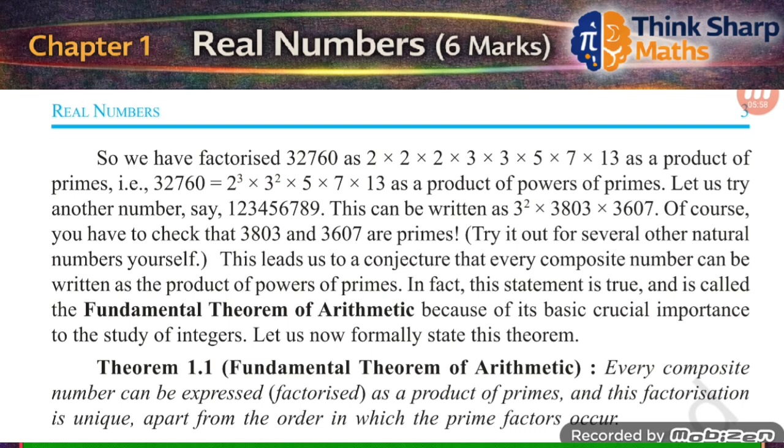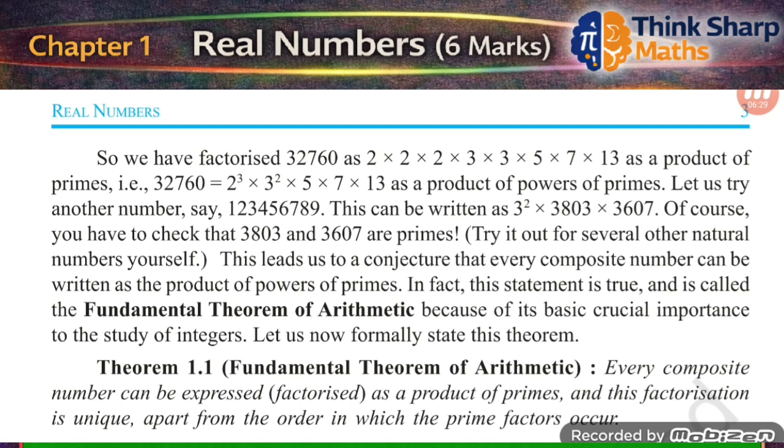Divide by some numbers like 2, 3, using the divisibility rules. If it is not divisible by 2, it will not be divisible by 4; like that you have to check. So 3803 and 3607 are prime numbers.